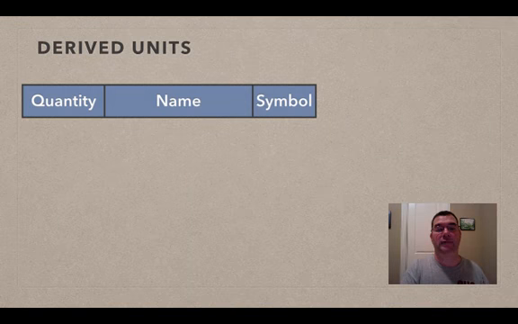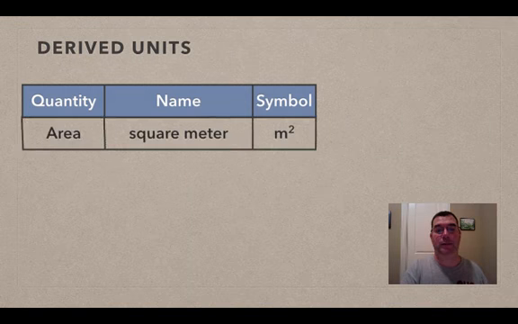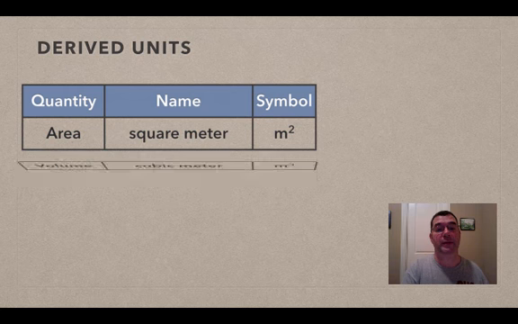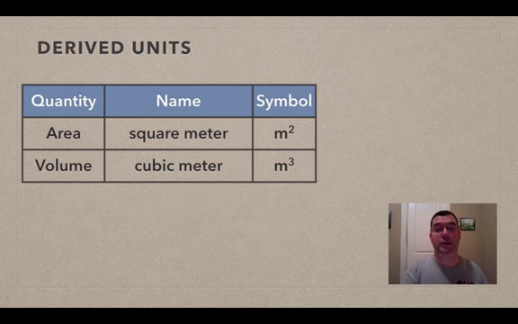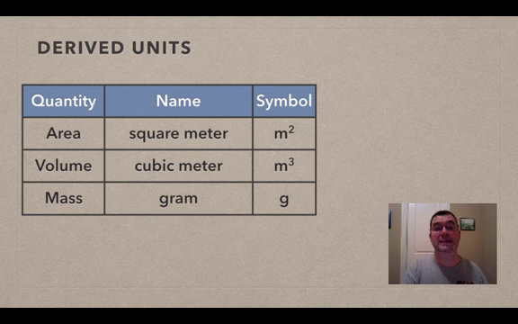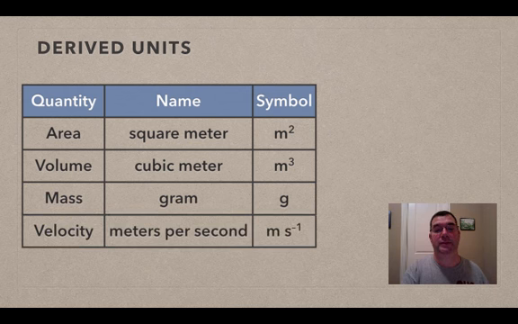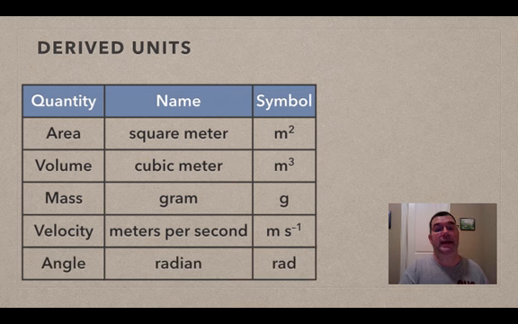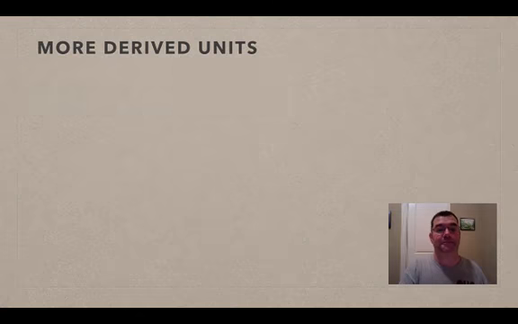After those were derived, there were some other units that were used. So if I wanted to measure area, I would need to use square meters, volume in cubic meters, mass in grams, velocity in meters per second, and notice how it's written as meters times seconds to the -1. That's the same thing as meters divided by seconds, or m/s, as you're used to seeing it maybe in physics. And angles are measured in radians.